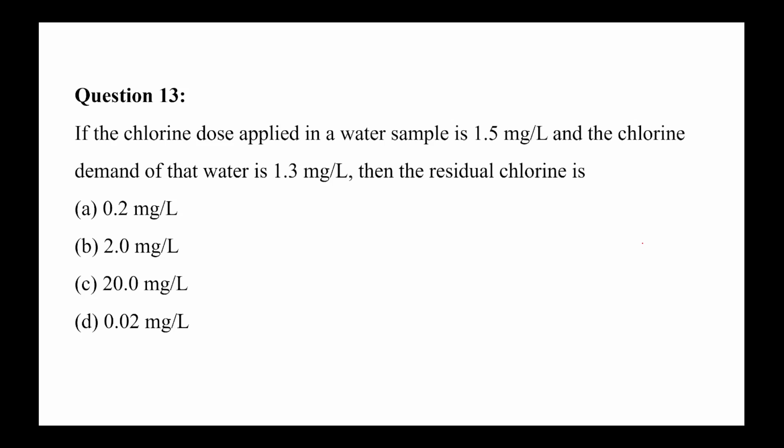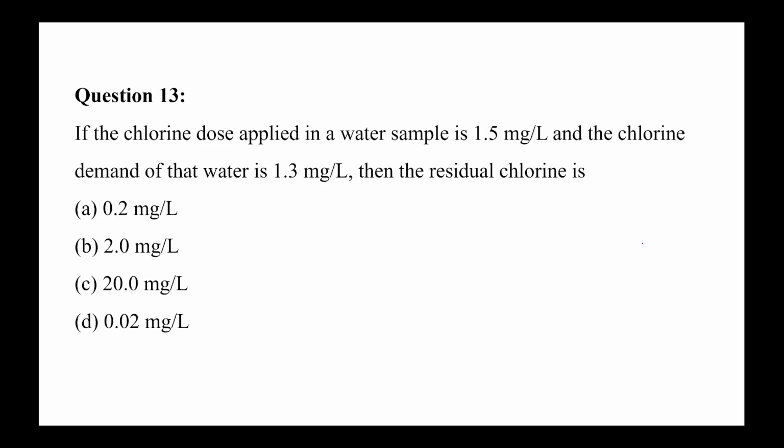So I told you what chlorine demand is, right? I hope you remember what chlorine demand is. What is chlorine demand? Chlorine demand was basically the difference between the applied chlorine, that was the chlorine dose, and the residual chlorine. So you have the chlorine dose that is applied in the water sample as 1.5 mg per liter. Chlorine demand is 1.3 mg per liter. So what would be the residual chlorine here? Very simple. Quickly calculate and tell me what would be the residual chlorine here.